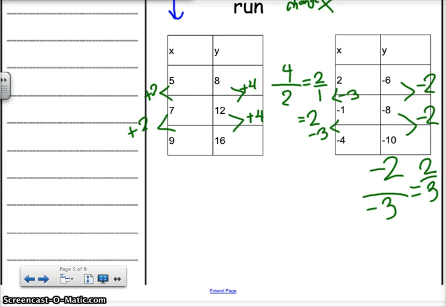Okay, that's it. That's our learning targets for today.